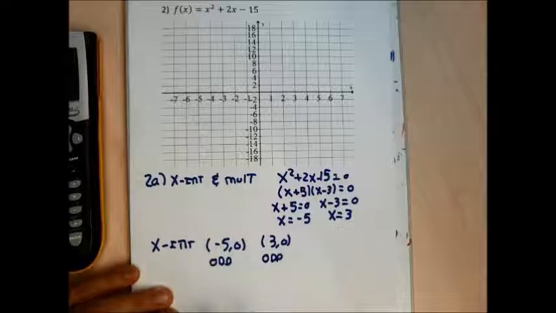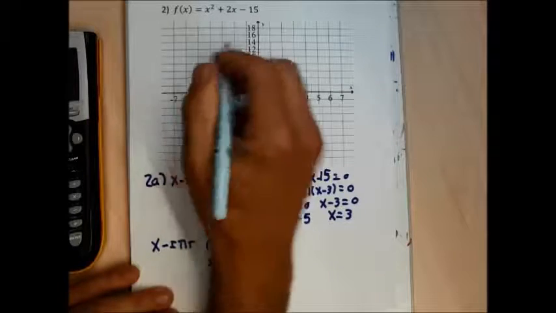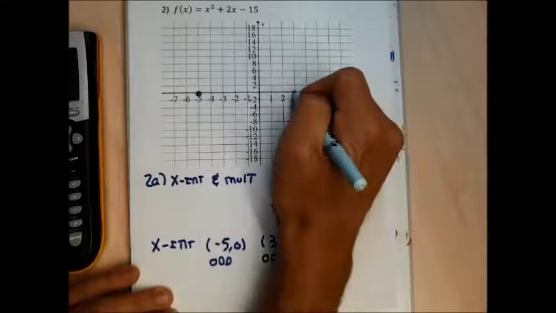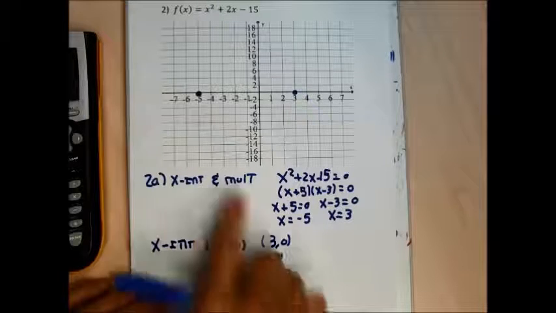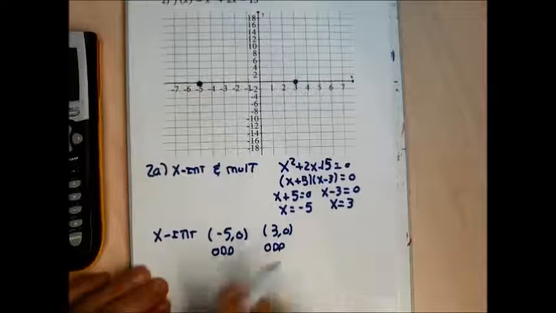So done with 2a, I'm going to plot the points (negative 5, 0) and (positive 3, 0) on my x-axis. If you just plot them and don't write the point next to it, that's probably almost better because it keeps the graph a little bit cleaner. And if you have the correct answer, I'll realize that those are the points.